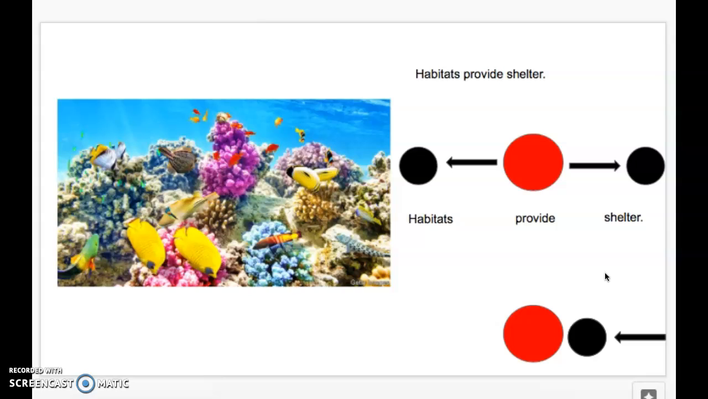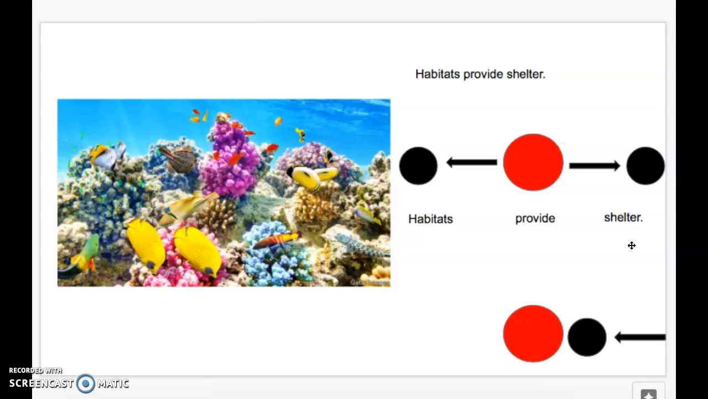I've analyzed my sentence. I've broken it up into three parts. The action being performed, provide. The what, performing my action, habitats. And then the thing receiving my action, shelter. Sometimes I like to think of my quarterback is going to throw the ball, and then the receiver catches the ball. So this side is that receiver that's catching the action being performed.